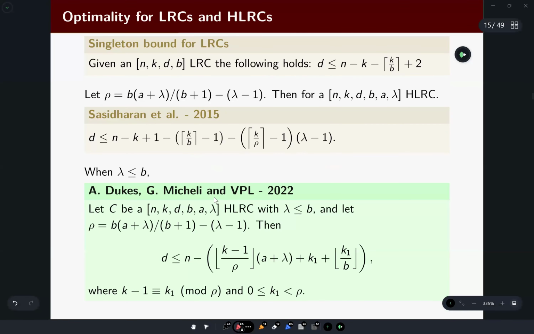Now, like in any situation where there is some trade-off involved, we want to know what is the best possible set of parameters that we can have when we construct locally recoverable codes. And there are generalizations of the famous Singleton bound.